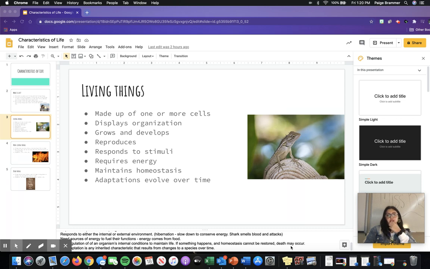And finally, that last characteristic is adaptations that evolve over time. And an adaptation is any inherited characteristic that results from changes to a species over time. So, for example, there are good and there are bad examples of this. One example is the drip leaves in the rainforest. They, over time, just kind of adapted to be what they needed to be so that the rainforest could thrive in the way that it should.